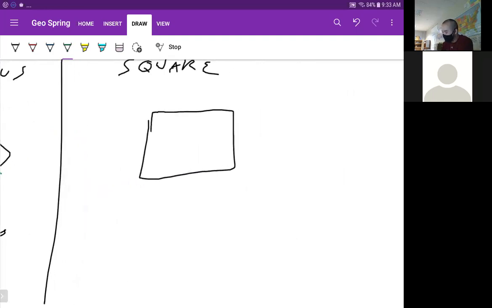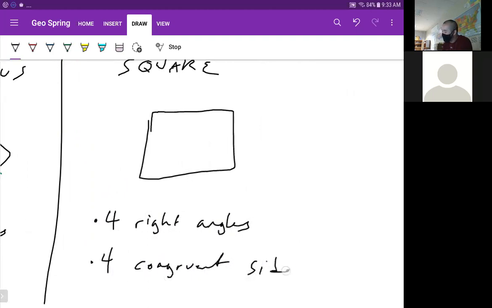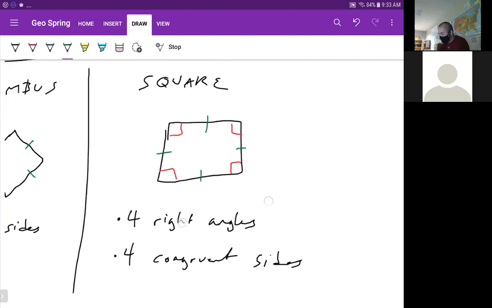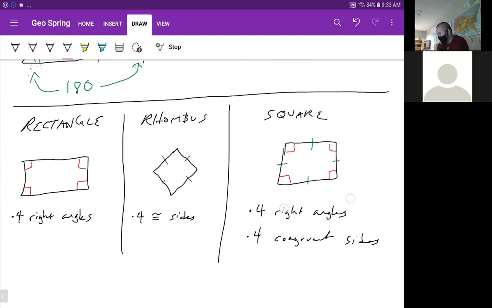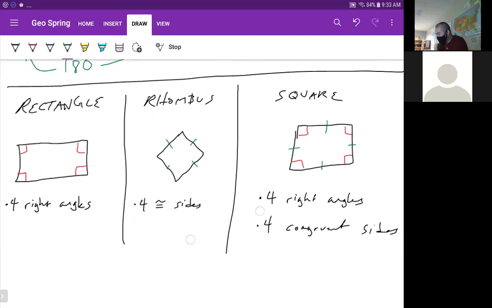And then a square has two rules. A square has four right angles and it has four congruent sides. So it has both. It has four right angles and it has four congruent sides. But you already knew that. So what that means is a square is a combination of a rhombus and a rectangle.